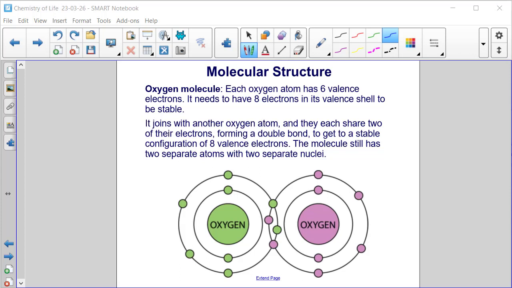Oxygen molecule. Each atom has 6 valence electrons. You can see the 6 in green in this outer shell and the 6 in purple in this outer shell. It needs to have 8 electrons in its valence shell to be stable. It joins with another oxygen atom, and they each share 2 of their electrons, forming a double bond, which you see here, 1, 2, to get a stable configuration of 8 valence electrons. The molecule still has 2 separate atoms with 2 separate nuclei.